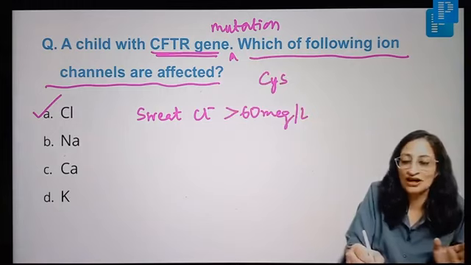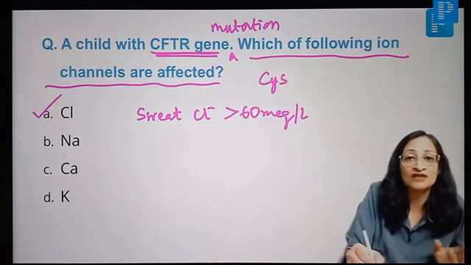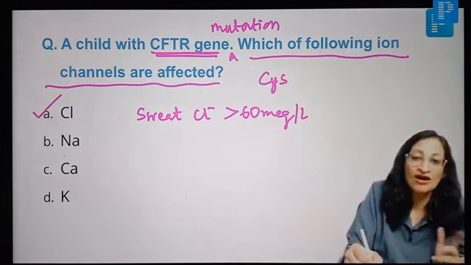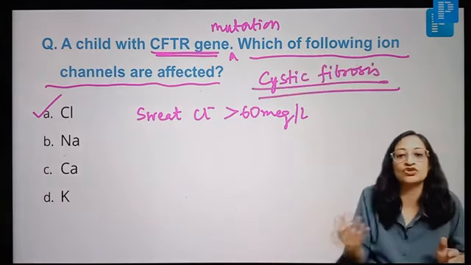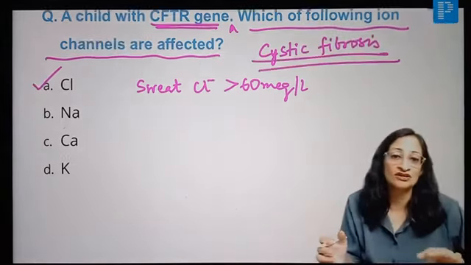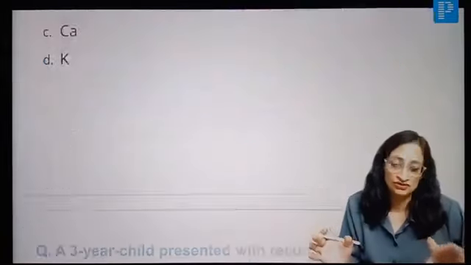Waiting for your answers. The child will present with recurrent pneumonias, failure to thrive, steatorrhea, fat or oil in stool. Family history may be positive. So the diagnosis here, yes, very good guys, it is cystic fibrosis. Infection with Pseudomonas, Burkholderia, all these are there. Recurrent pneumonias will be there. So this is cystic fibrosis.